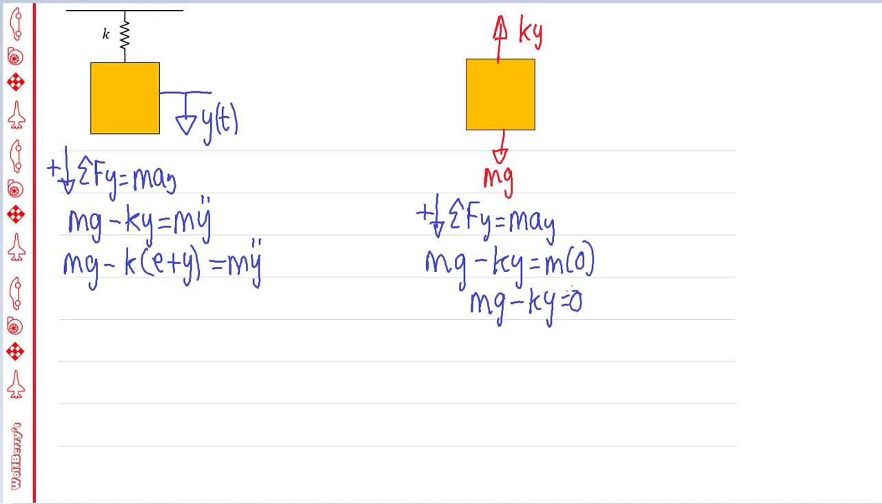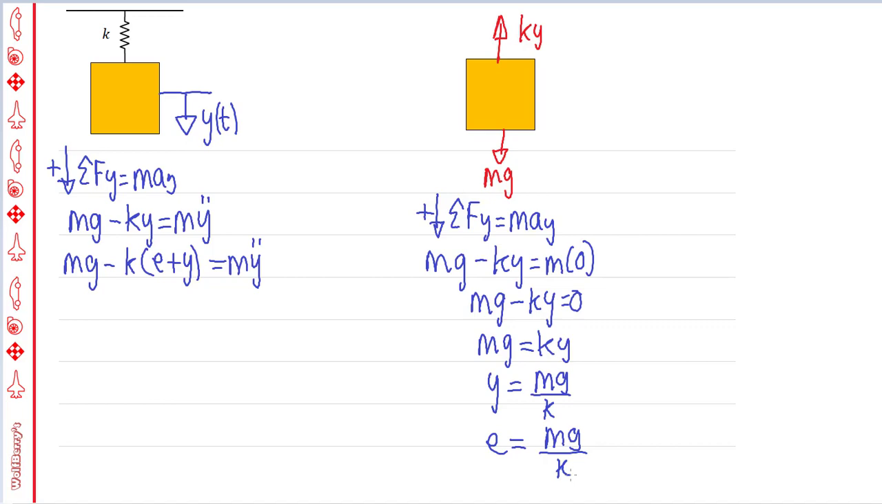Why are we doing this? We're doing this because we want to find the natural extension, i.e. when you put the block on the spring, where does it naturally sit and extend to in equilibrium? Because that will be your starting position. So equate it, mg equals ky, y equals mg over k. When it's in equilibrium, y will be the extension. The distance moved will be the extension. So E equals mg over k.